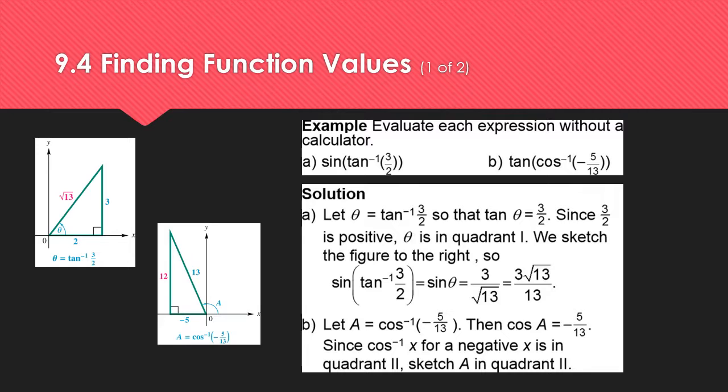For B, since our cosine is negative, that's going to be in quadrant 2. So notice we drew the triangle in quadrant 2, and we put in the -5 and the 13. We found that 12 is the missing side, and so the tangent is going to be 12 over -5.